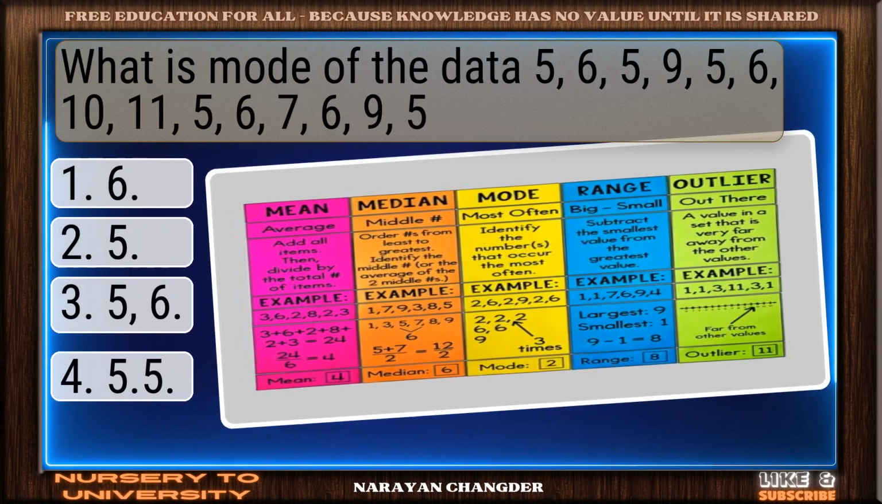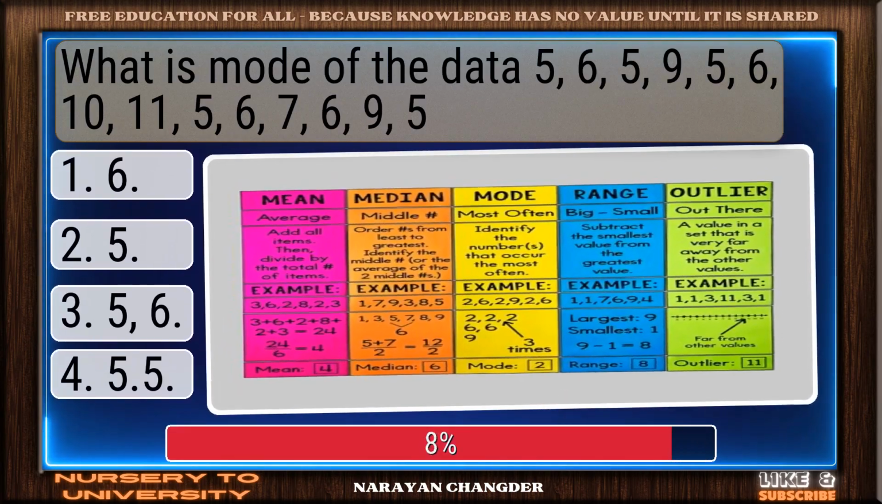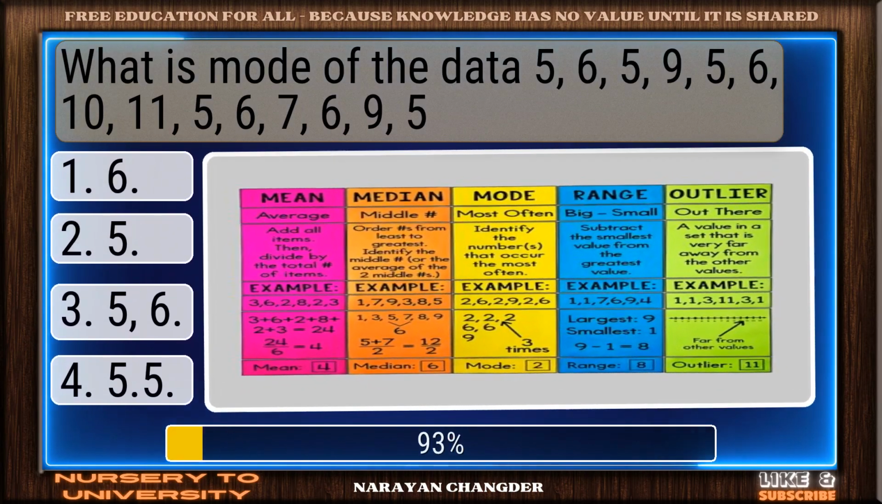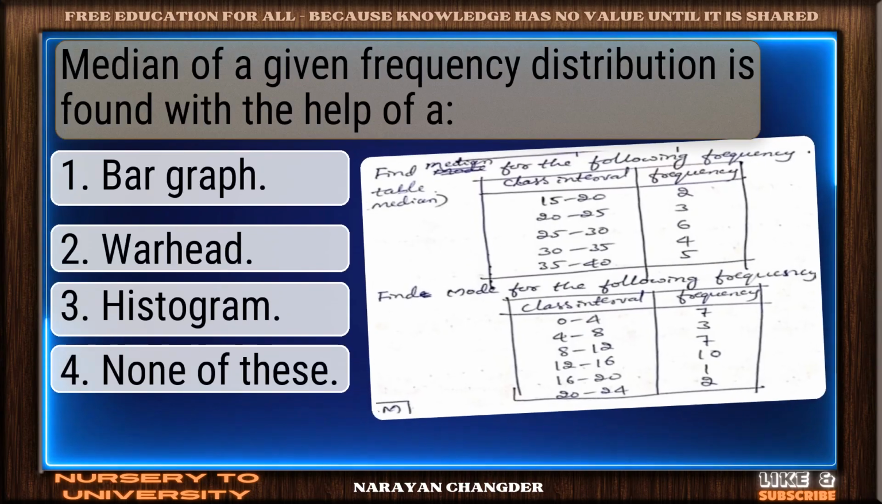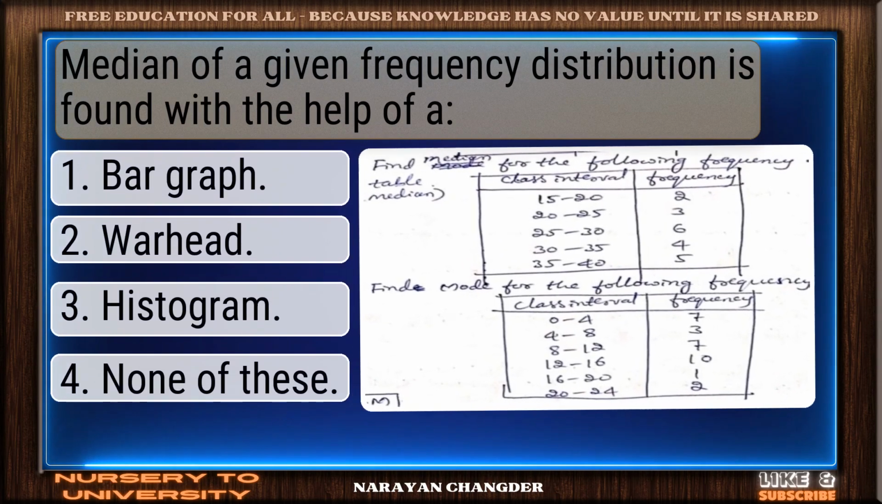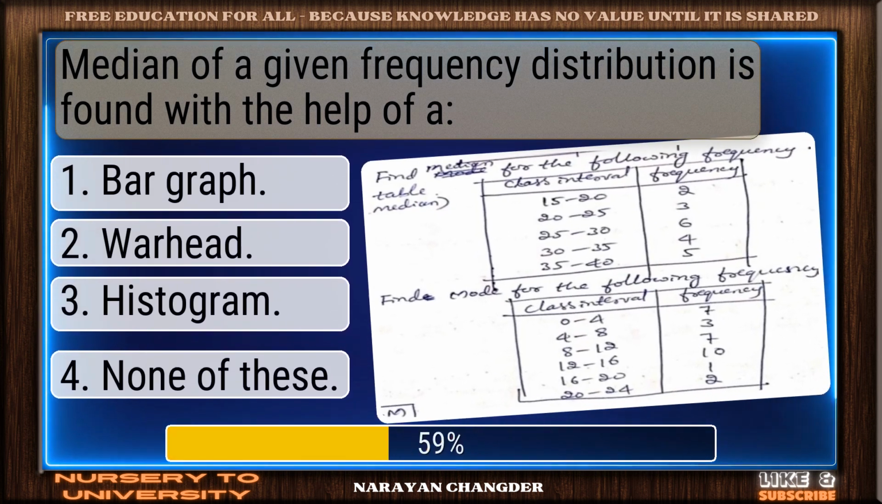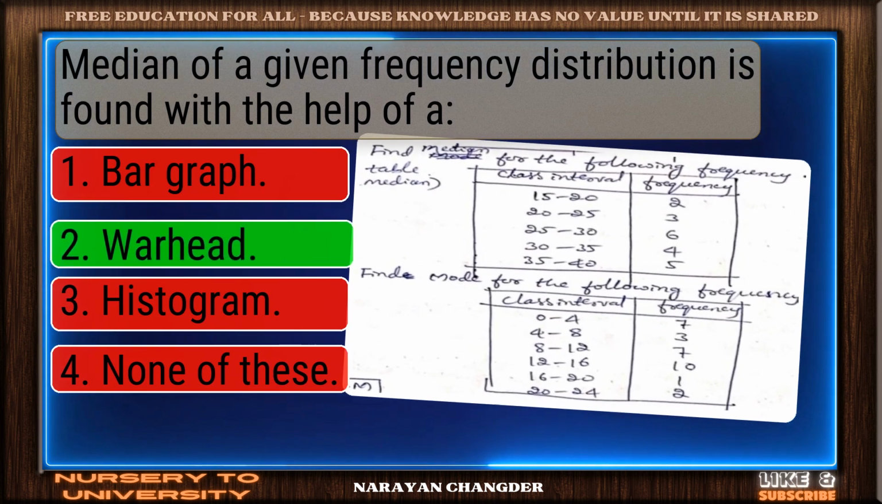What is the mode of the data 5, 6, 5, 9, 5, 6, 10, 11, 5, 6, 7, 6, 9, 5? Solid response. 5 is valid. Median of a given frequency distribution is found with the help of a dash. Nice selection. Ogive is correct.